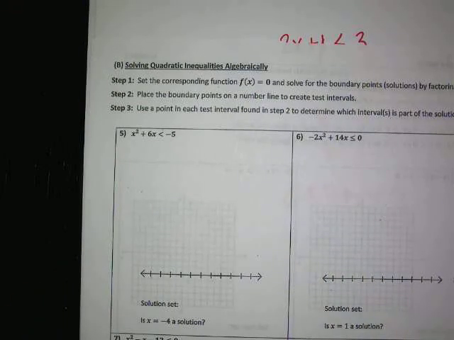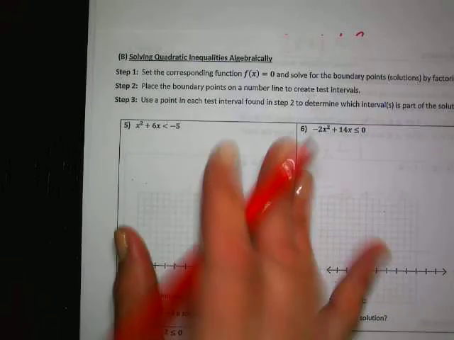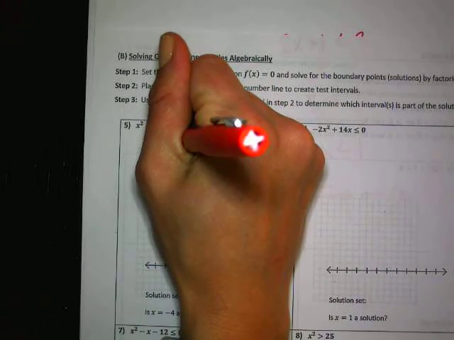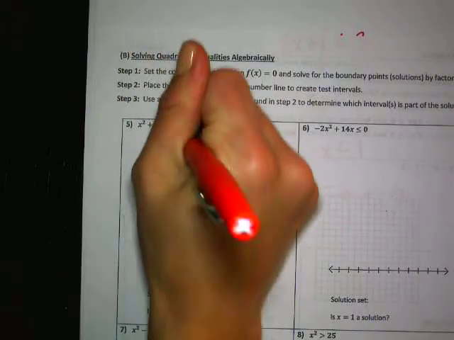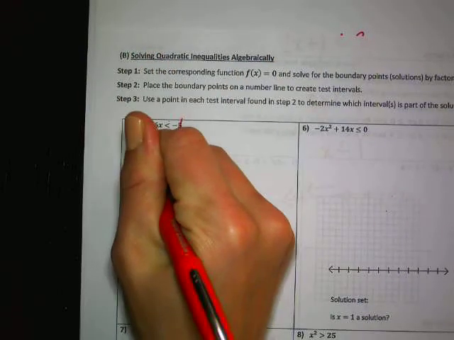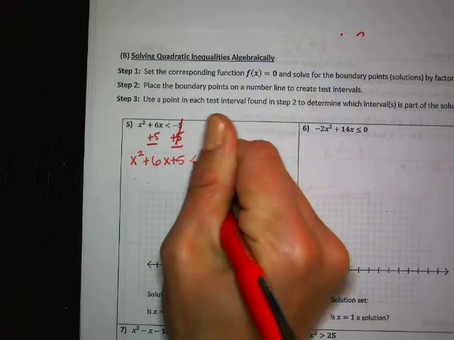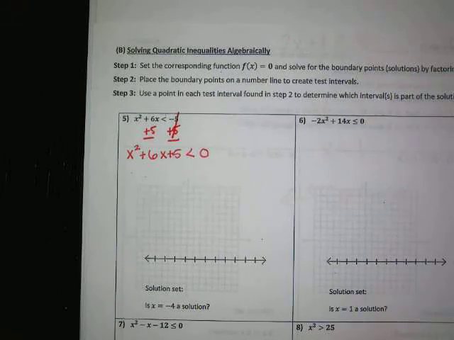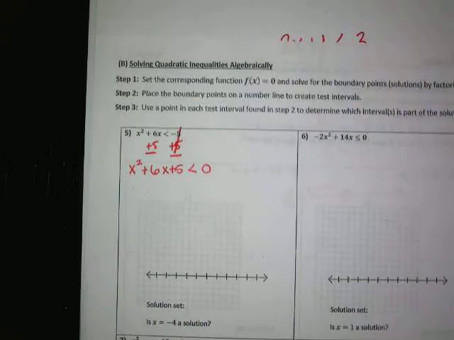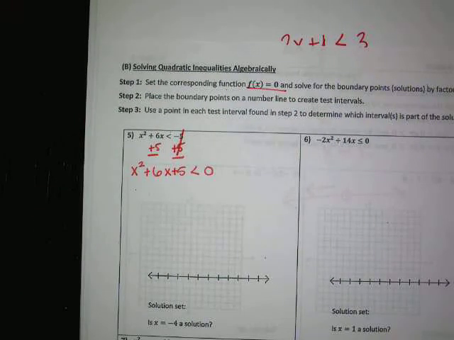Number 5. Because it's a quadratic, you want to move everything to one side. So we're going to add 5 to both sides. X squared plus 6x plus 5 less than 0. So make it equal 0. That's your first step. Equal 0.